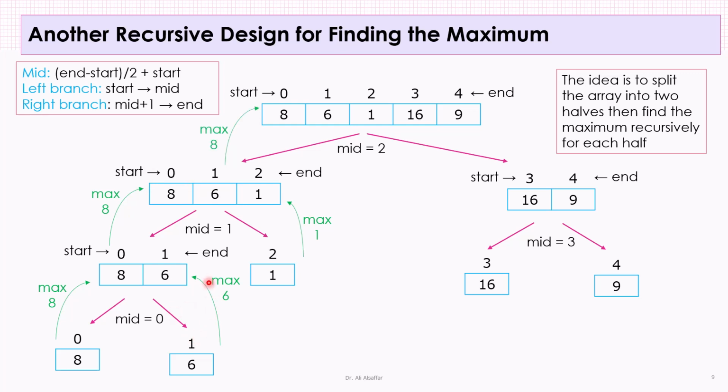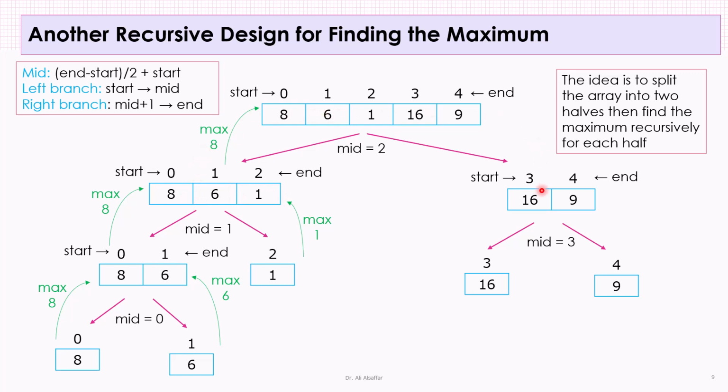So we are backtracking. For each return for the two branches, we make the selection. First, we are going to receive 8 and 6. We compare 8 and 6 and the maximum is 8. And then at this level, we are going to receive 8 and 1. And we are going to compare 8 and 1 and the maximum is 8.